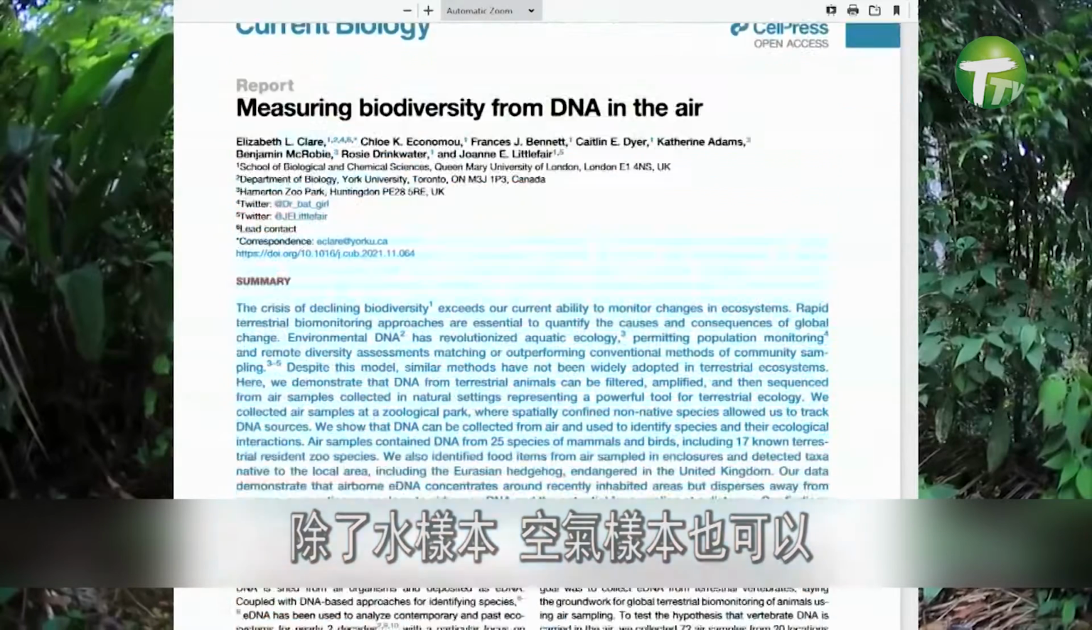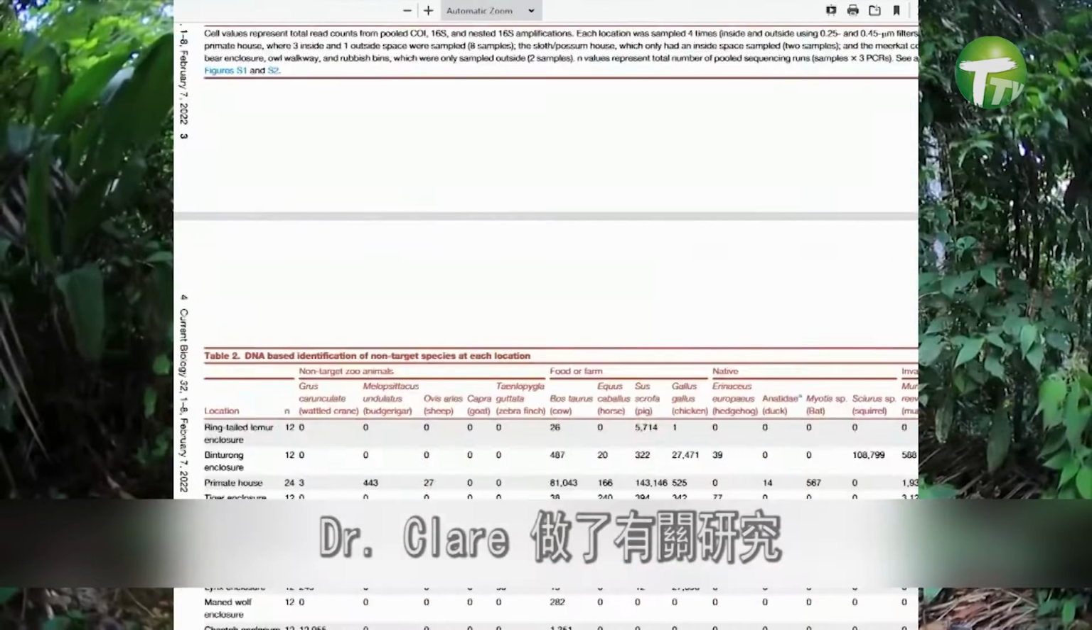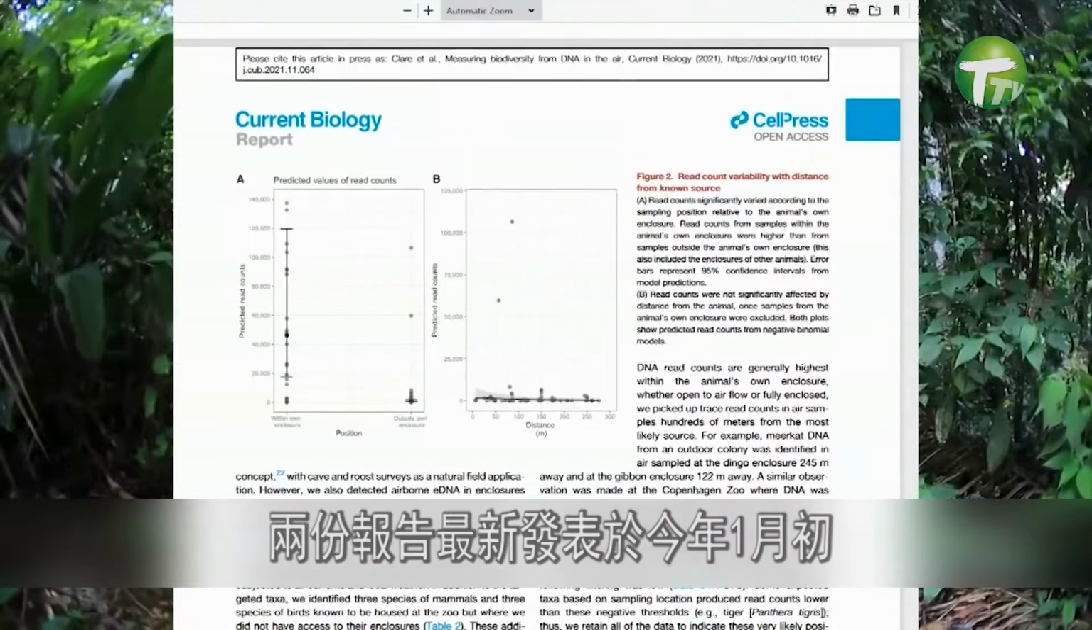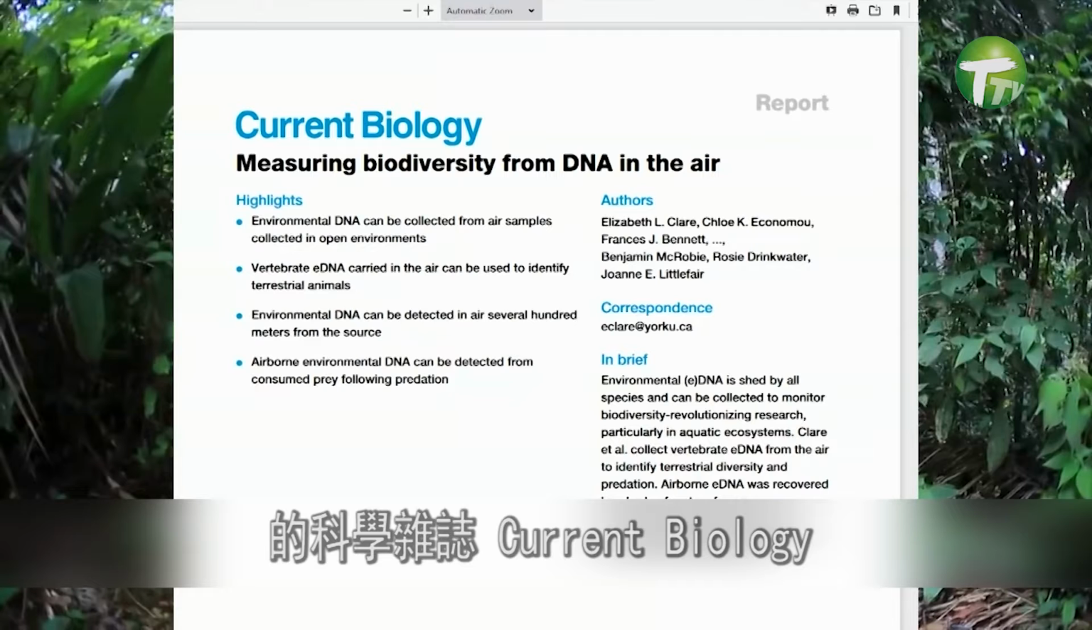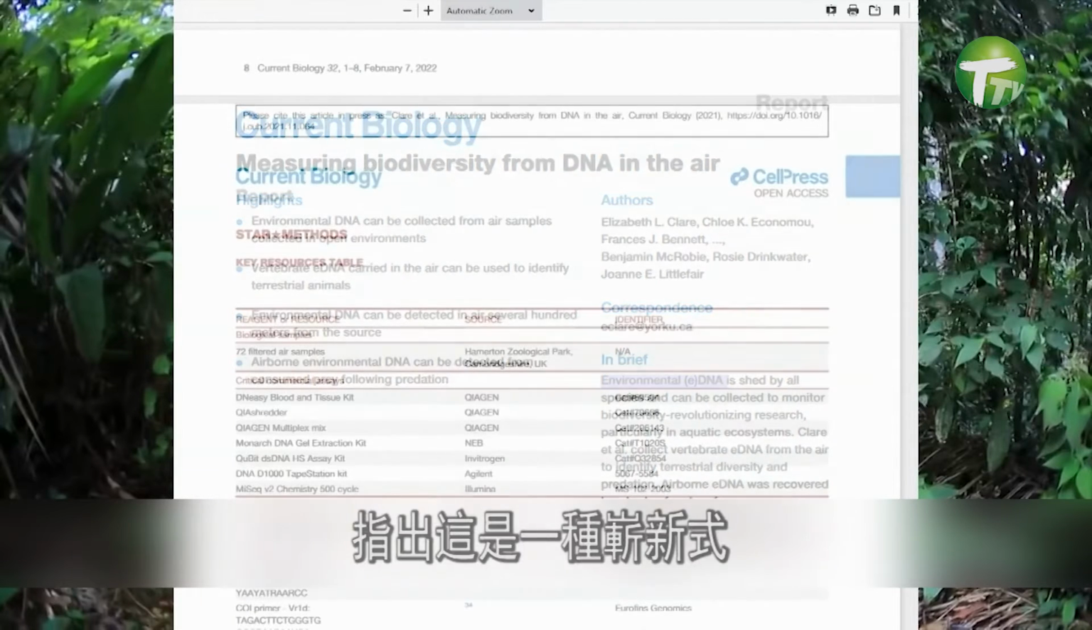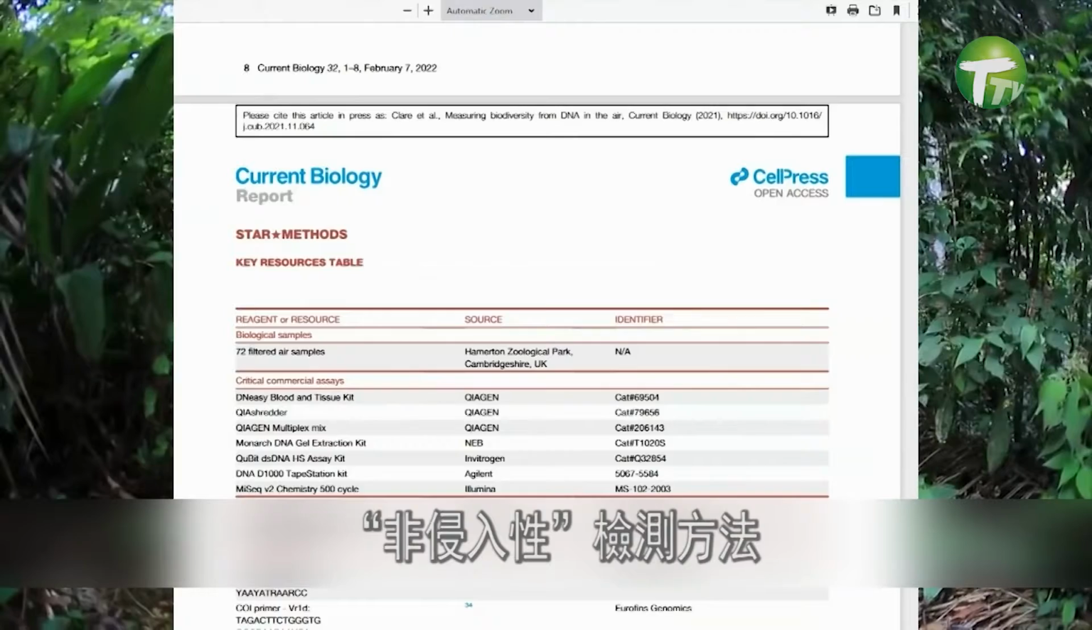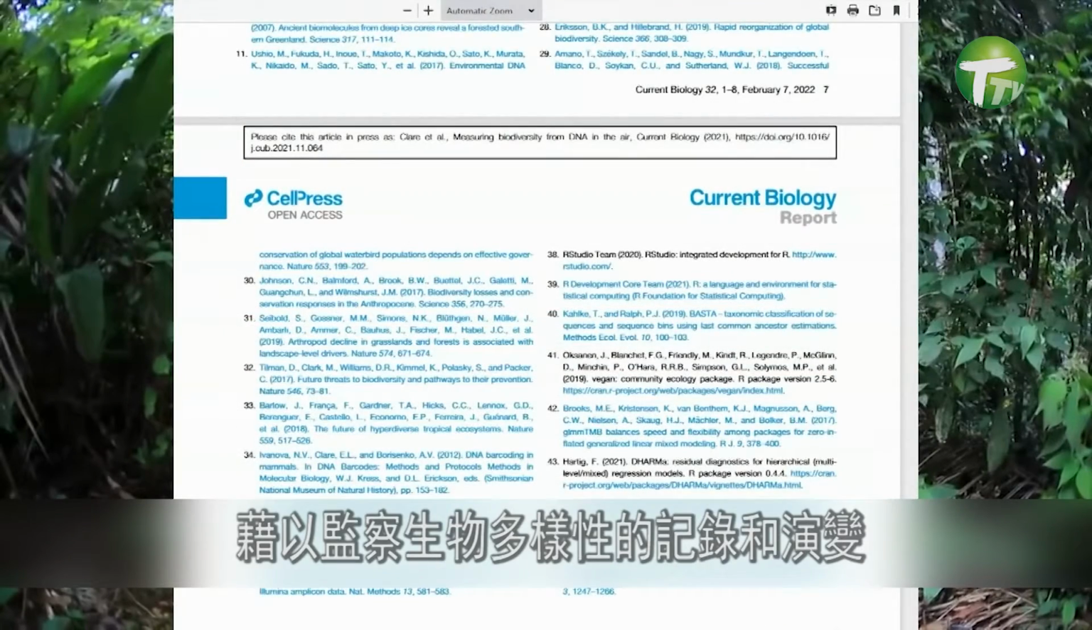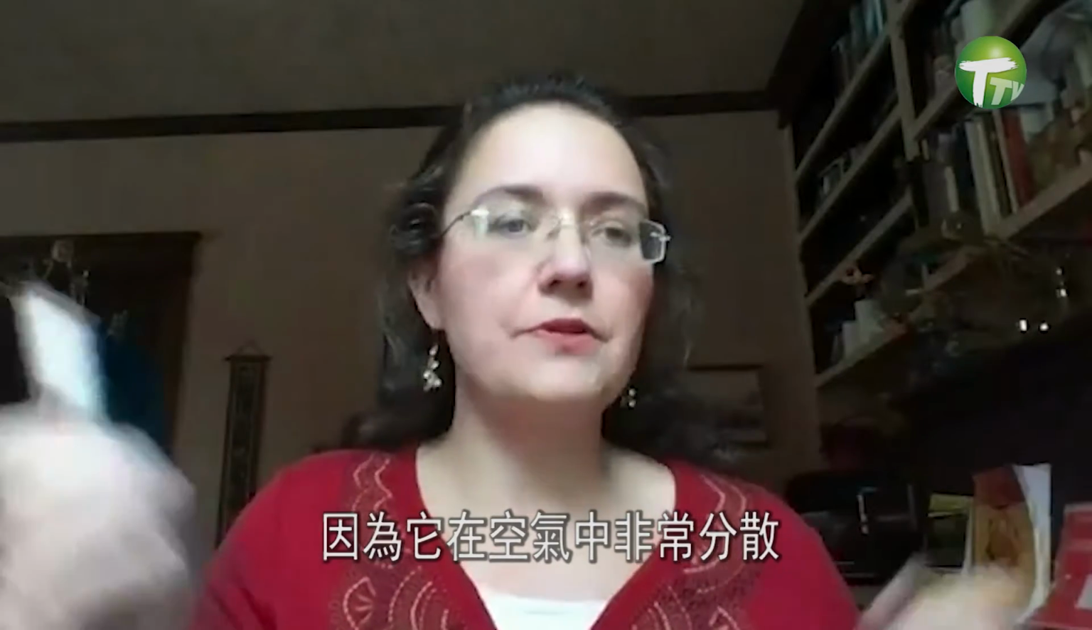除了水样本，空气样本也可以收集到 DNA 的信息。Dr. Calera 做了有关的研究，2份报告最新发表在今年1月初的科学杂志《现代生物》上，指出这是一种崭新式的非侵入性检测方法，借以监察生物多样性的记录及演变。What we're trying to capture is very, very tiny amounts of DNA that seem to be floating in the air. And we use this to try and concentrate them. So we're trying to take a large volume of air through a very small filter so that we collect as much DNA as we can, because it's very, very dispersed in the air. There's not much of it. We have to move quite a lot of air through one of these.